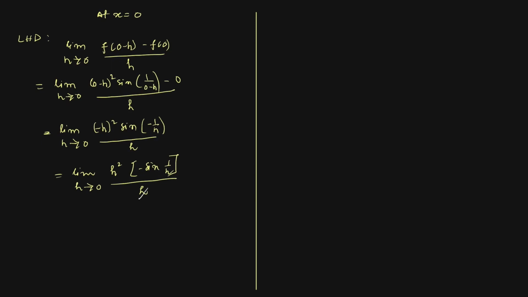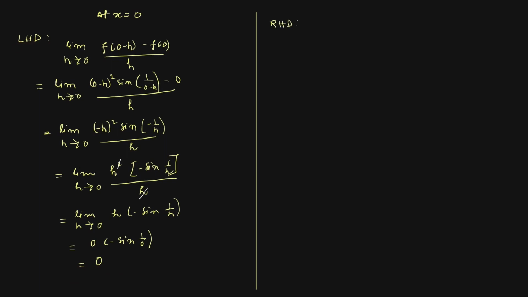Now, 1 by h we cancel from here, then we are able to write this as limit h tends to 0 of h minus sine 1 by h, which is equal to 0 into minus sine 1 by 0, which is equal to 0. So, the left-handed derivative we will get is 0.